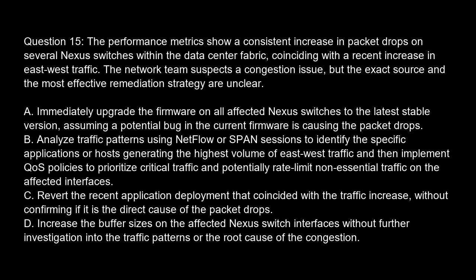Option B. Analyze traffic patterns using NetFlow or SPAN sessions to identify the specific applications or hosts generating the highest volume of east-west traffic, and then implement CoS policies to prioritize critical traffic and potentially rate limit non-essential traffic on the affected interfaces. Option C. Revert the recent application deployment that coincided with the traffic increase, without confirming if it is the direct cause of the packet drops. Option D. Increase the buffer sizes on the affected Nexus switch interfaces, without further investigation into the traffic patterns or the root cause of the congestion.